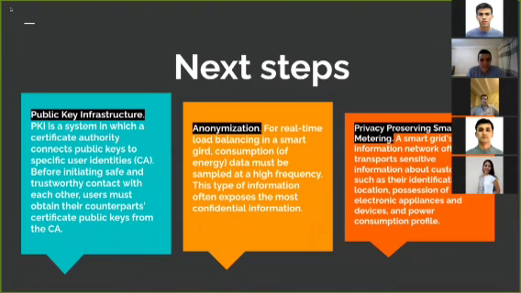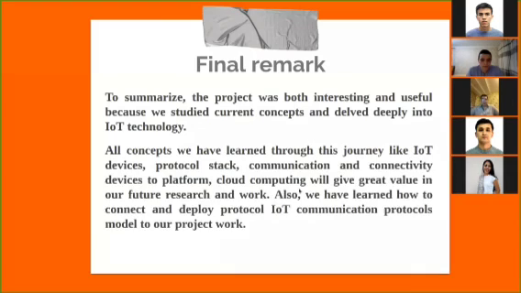Hello, I'm Adina, and I'm going to talk about next steps. Continuous monitoring is needed to ensure cyber protection in the smart grid so that any potential threat can be identified quickly and necessary measures can be taken. The next steps to handle these issues will be taken. The first one is public key infrastructure. The next is anonymization. And the last one is privacy-preserving smart metering. Please move on. And final remark.